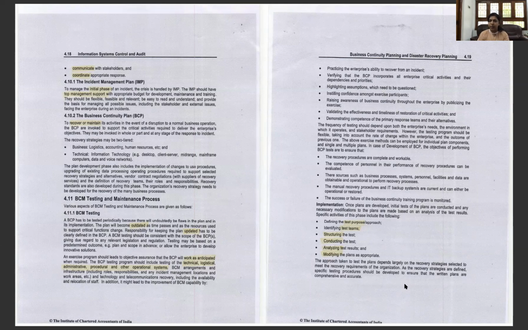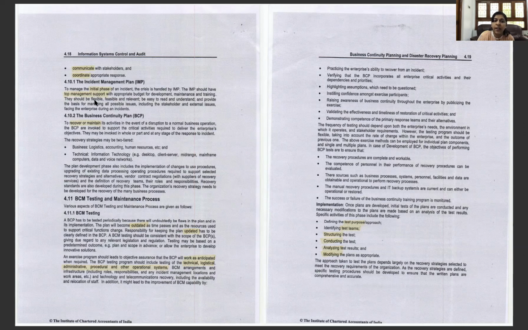So what is the incident management plan? As the word defines, it is understood from itself: what happens in the phase of the incident. How are we going to react in the phase of a particular incident? To manage the initial phase. Okay, to manage the initial phase. What does it need? Top management support, because the BCP policy itself is an activity by top management, and hence there should be support from the top management for budget, maintenance, and training.